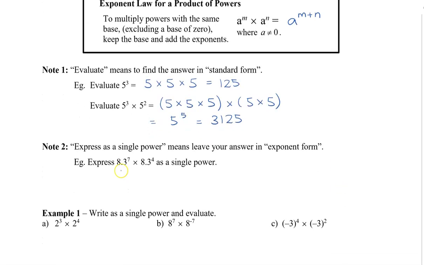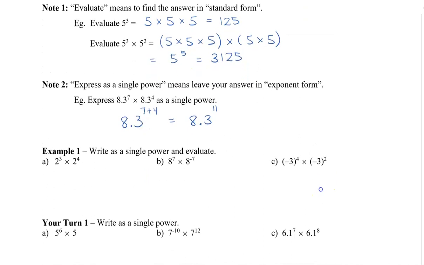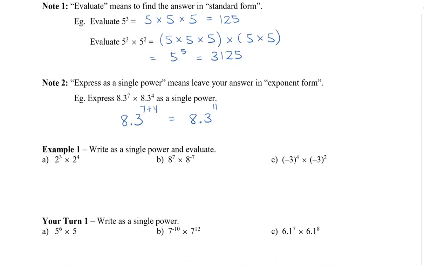So in this example, we have 8.3 to the 7 times 8.3 to the power of 4. So the bases are the same, so this will be 8.3. And then we're going to add our exponents, 7 plus 4. So that's going to equal 8.3 to the power of 11. So you can go straight to the power of 11 if you know how to add the exponents. So let's do a few examples. We have 2 cubed times 2 to the 4.